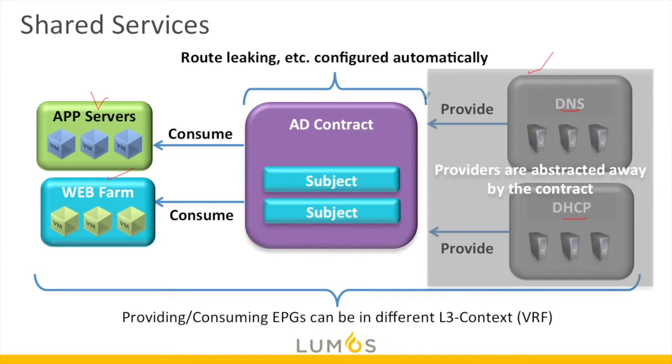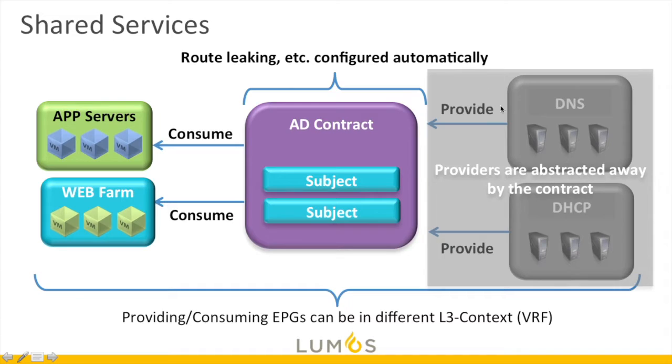And then as soon as we provide some contracts and consume this AD contract, so we created this contract here that's allowing the traffic through, as soon as we set the app server EPG and the web farm EPG, no matter what tenant it is, as long as we've marked the subnets as shared, the moment that we consume this contract, the VRF route leaking is automatically applied, so we don't have to do anything beyond that.